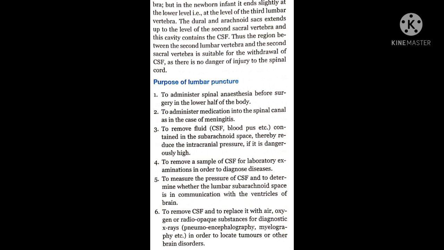Purpose of lumbar puncture. 1. To administer spinal anesthesia before surgery in the lower half of the body. 2. To administer medication into the spinal canal, as in the case of meningitis. 3. To remove fluid, CSF, blood, pus etc., contained in the subarachnoid space, thereby reducing the intracranial pressure, if it is dangerously high.